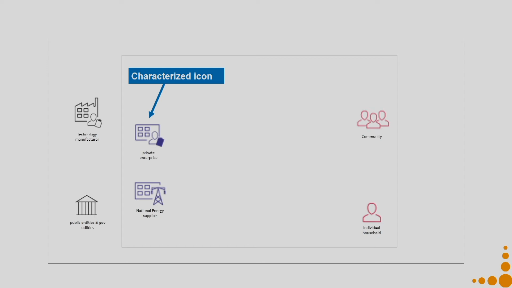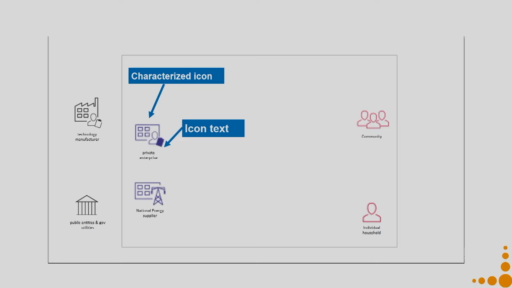So, you can use those icons. You can also come up with your own icons. Before making a systems map, you have to clearly define what your icons are and what they mean. Usually the norm is that I will have these icons and there will be an icon text. So, this is my icon for a private enterprise.